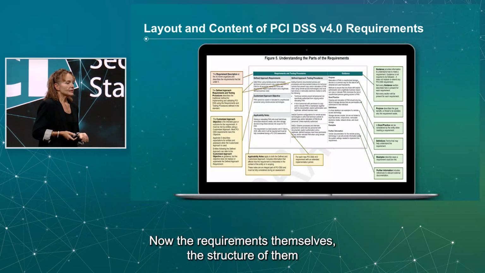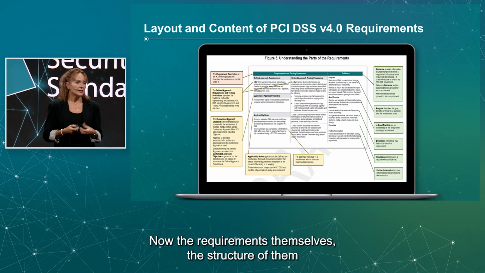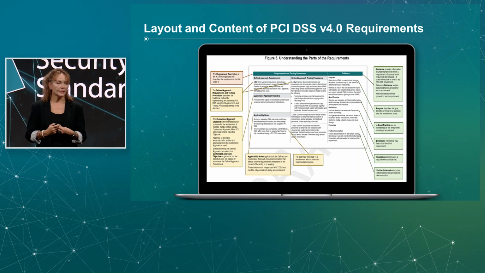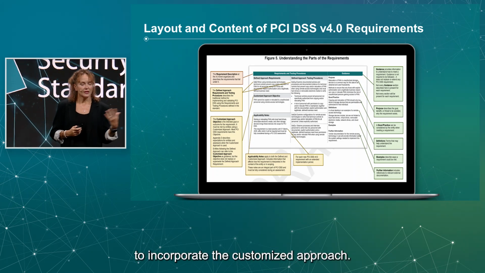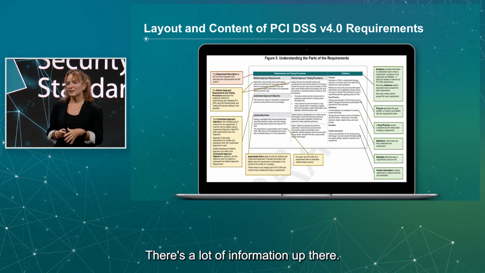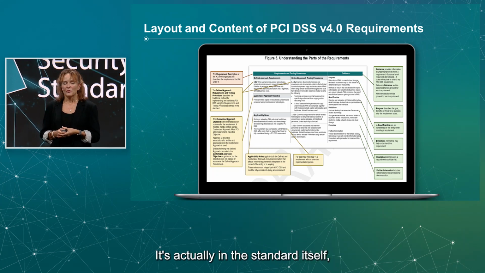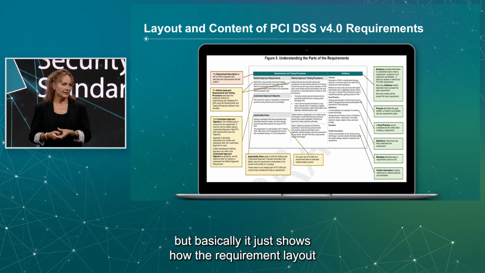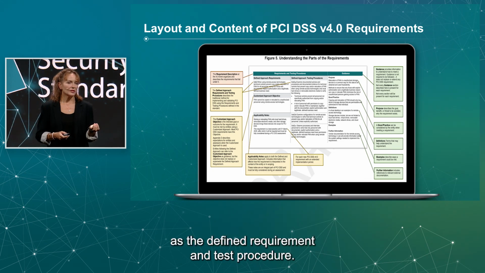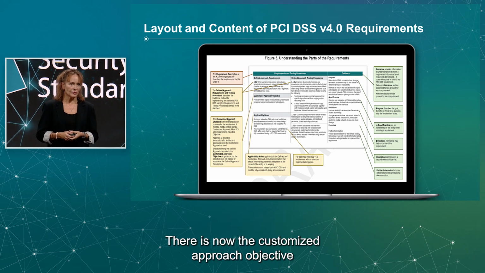Now, the structure of the requirements in the standard has also been changed a little bit to incorporate all this new information, to incorporate the customized approach. This diagram is actually included in the standard. Don't try and read it. There's a lot of information up there. It's actually in the standard itself. But basically, it just shows how the requirement layout has changed a little bit. As well as the defined requirement and test procedure, there is now the customized approach objective.